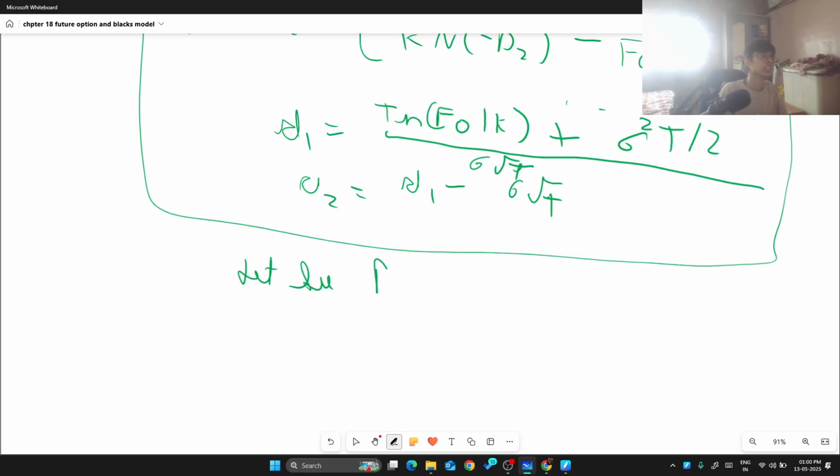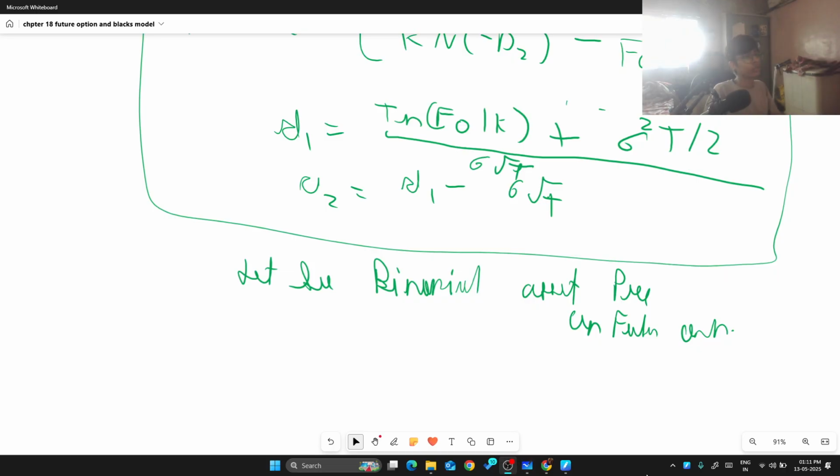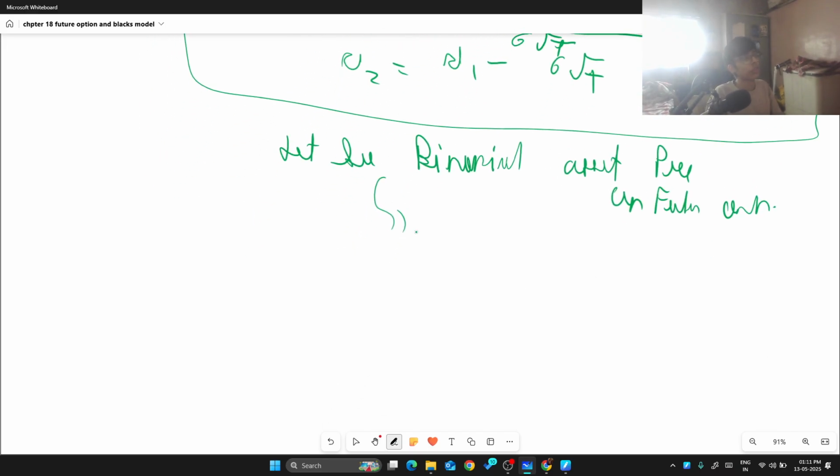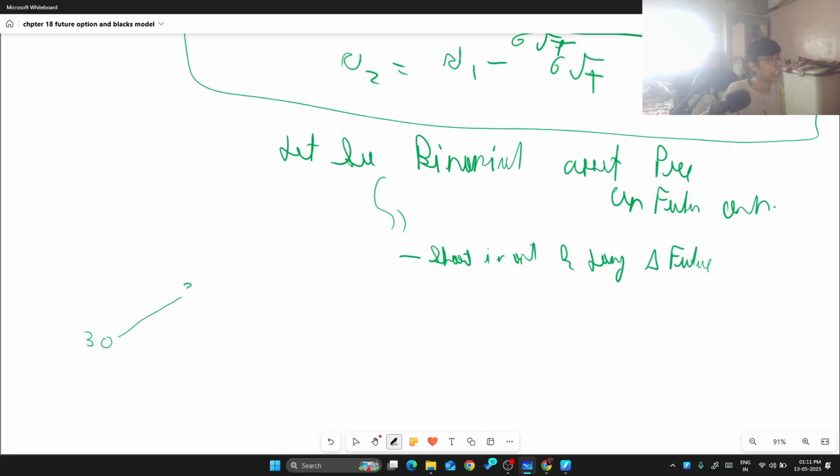Let's see the binomial asset pricing model on a futures option. So yeah, binomial asset pricing models are based on portfolio construction, where we construct a portfolio in which we are short the option and long delta futures. Okay, same construction. Now the futures price is at, I guess, 30, and it can go to 33 and it can go to 28, right?